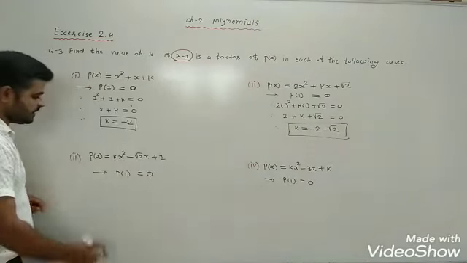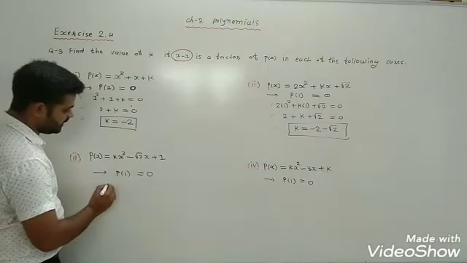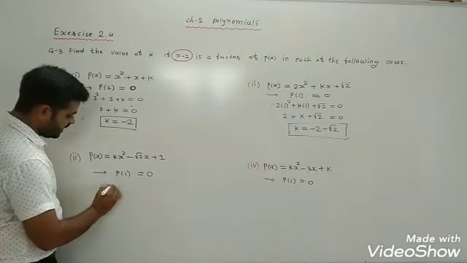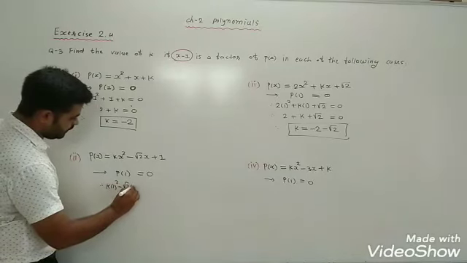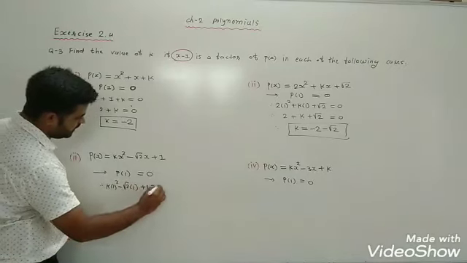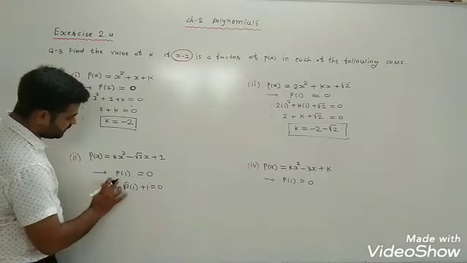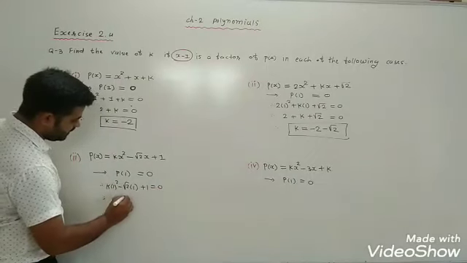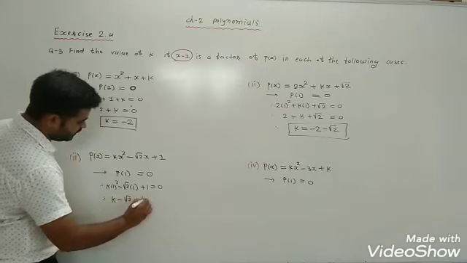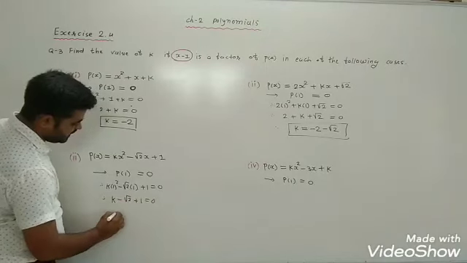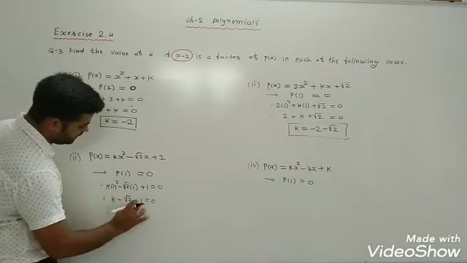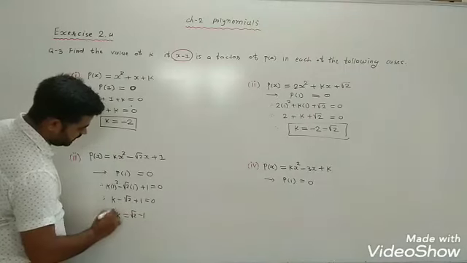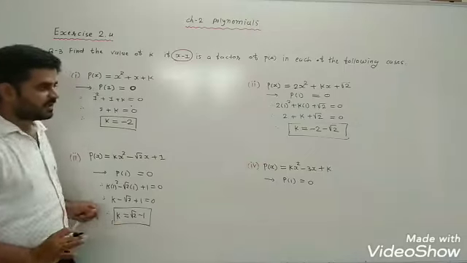Okay, now third question, p of 1 is equal to 0. It means that k into 1 square minus root 2 into 1 plus 1 is equal to 0. So 1 square 1 into k minus root 2 plus 1 is equal to 0. If k is the subject, then minus root 2 becomes plus root 2 and plus 1 becomes minus 1. So it is the value of k.